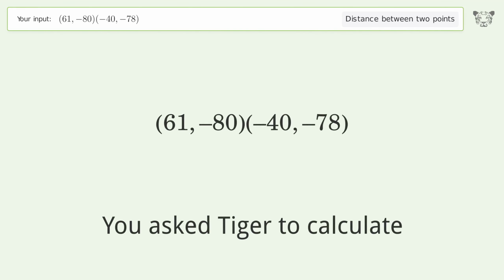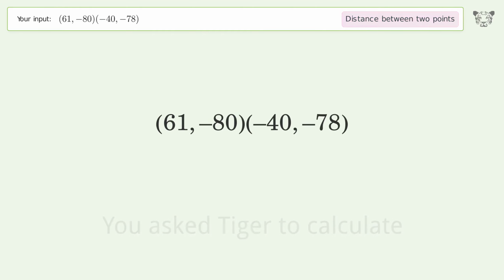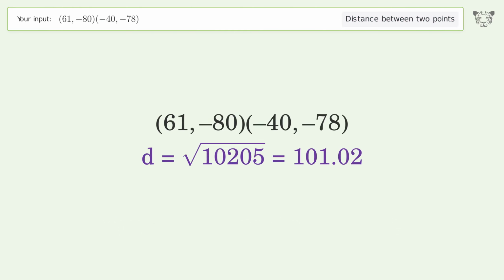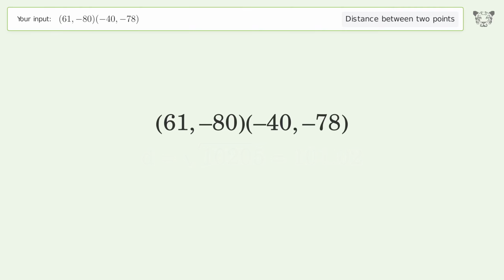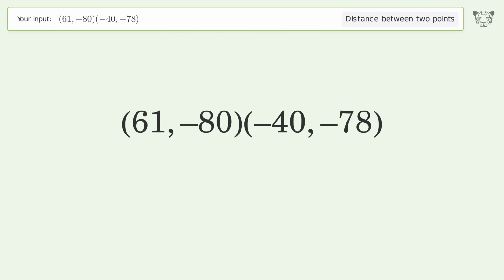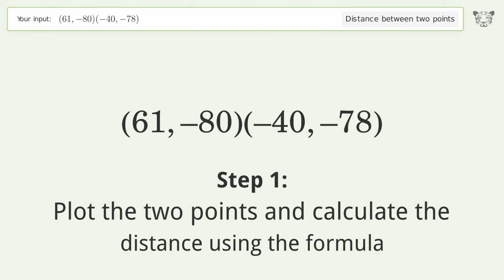You ask Tiger to calculate. This deals with the distance between 2 points. The distance between the 2 points is the square root of 10,205 or 101.02. Let's solve it step by step. Plot the 2 points and calculate the distance using the formula.